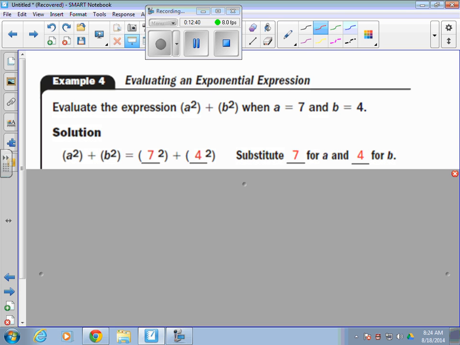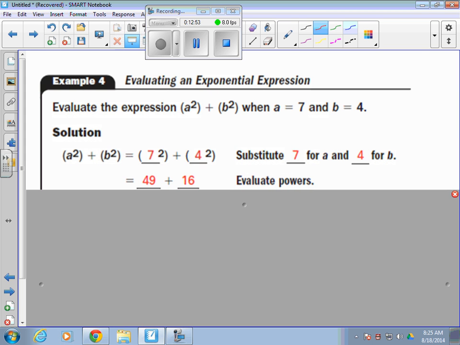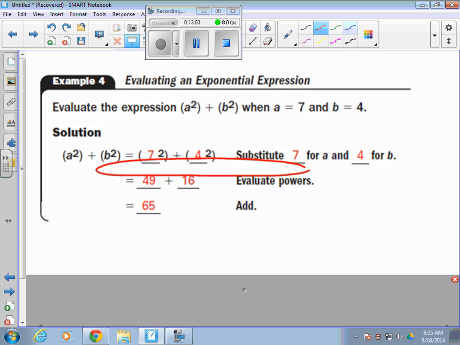A squared and b squared, a is going to be 7, so 7 squared plus b is going to be 4, 4 squared. All you're doing for the first step is substituting in 7 and 4 for a and b respectively. Once you do that, 7 squared is 49, 4 squared is 16, evaluating the powers. Notice we didn't write out that middle step where we're doing 7 times 7 and 4 times 4. We're just going right to evaluating the powers, and then adding them up is going to give you the number 65.